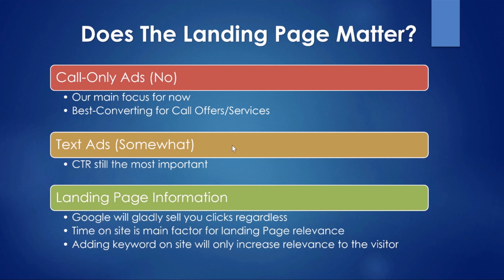Google will gladly sell you clicks, all right? Whether your landing page is amazing, or the most garbage two-line website in the world, let's say you only have two lines of text on your website, they will still sell you clicks, not a problem. The main thing that Google will look at is the amount of time that someone spends on your website. So if they go on your website, they're starting to click on things, they're not going to other Google ads, then that's going to increase your landing page rating, and that's going to affect your overall text ad relevance as well. But it's not as important as just getting people clicking on your website.